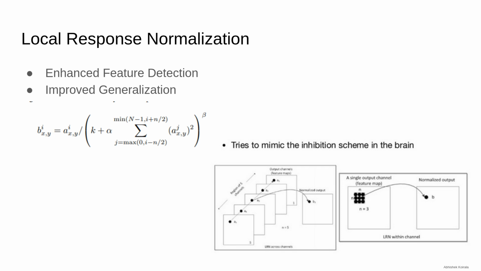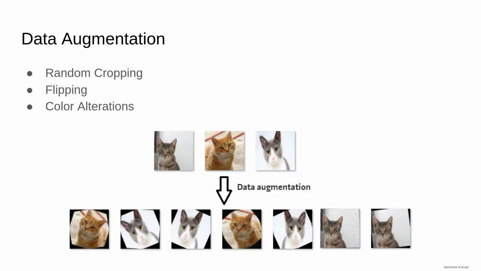The intuition is to boost activations that are significantly larger than their neighbors while suppressing weaker ones. The key benefits of LRN include enhanced feature detection, which encourages competition among neurons and highlights significant activations. And by normalizing activations, it reduces the risk of overfitting. Although LRN isn't widely used today and has been replaced by batch normalization in most architectures, it was a clever idea for its time and contributed to AlexNet's success.